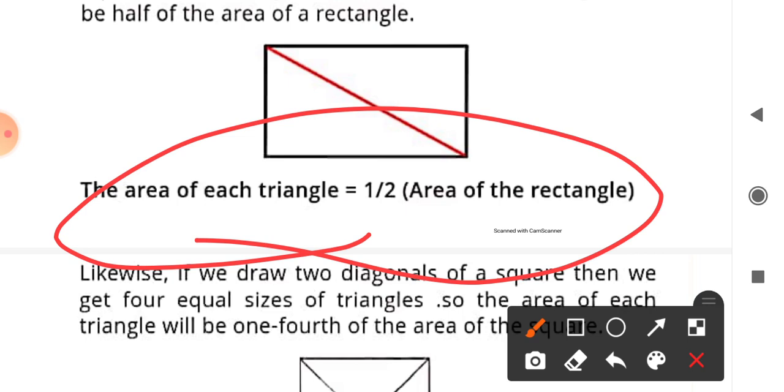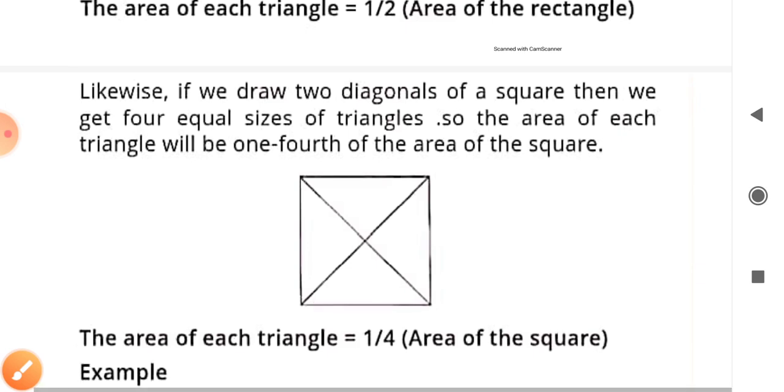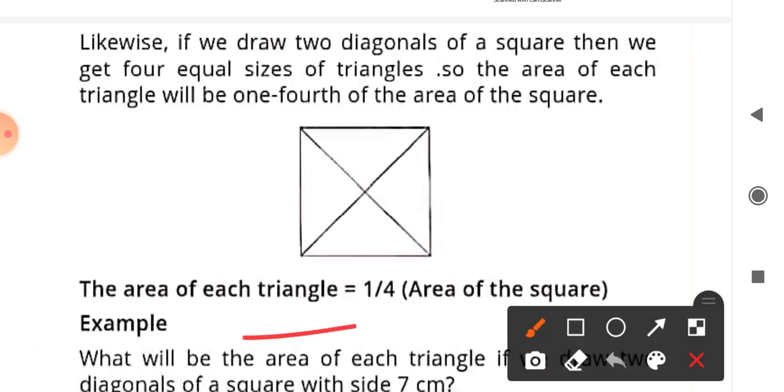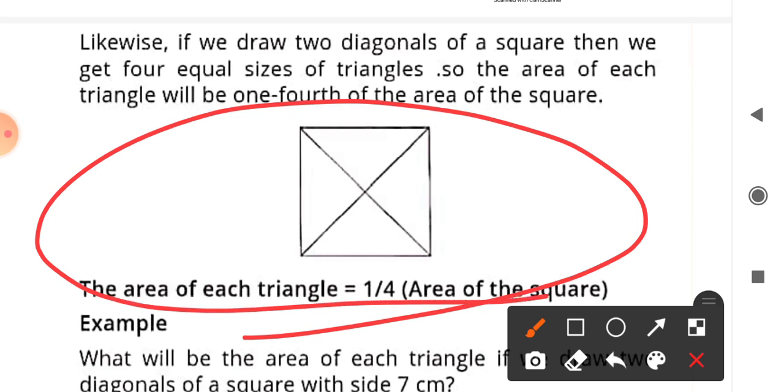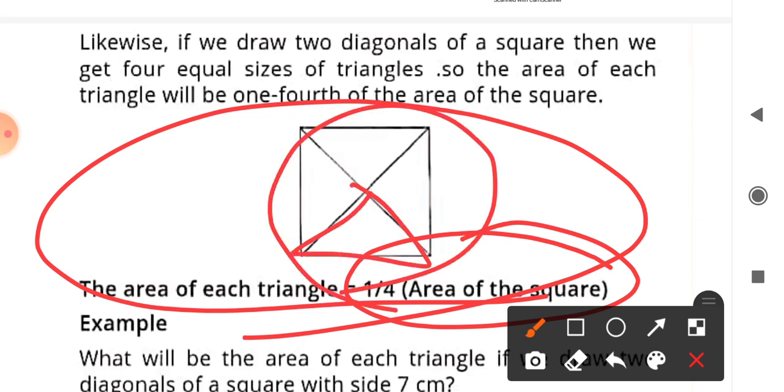Perimeter is the sum of all sides of any polygon, and area means two sides are multiplied. Length into breadth is the area, and in a square, side into side is the area, so you can calculate easily. Yes, some questions are also given. In a square, the area of one triangle is equal to 1/4 of the area of the square.